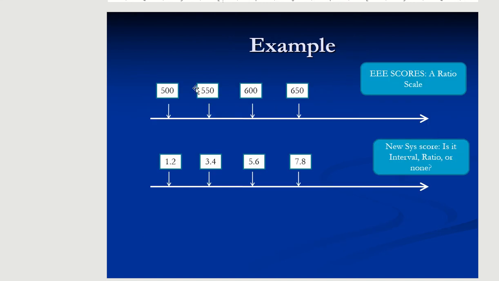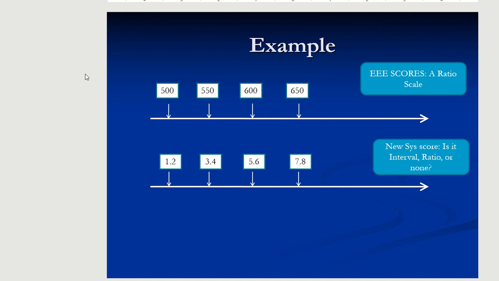In this example, we have a scale that is called the triple E scores, and we are told that it's a ratio scale. On that scale, we are given four values. So let's say student got 500, another student 550, 600, and 650. Okay? Now, you may notice that these four values are equidistant. I picked them to be equidistant, but I did not have to do that. It's just a matter of things to make things simple. But you should be able to answer the question even if the values are not equidistant.